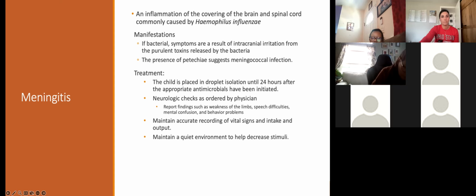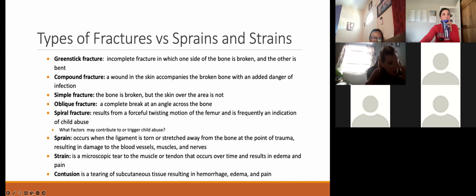You will need to be able to identify the different types of fractures and tell the difference between strains, sprains, and contusions. So green stick fractures are going to be an incomplete fracture. So only one side of the bone is going to be broken. The other side is just going to be bent. So I like to think of this as a really young tree limb where you can bend it and it kind of cracks on one side, but it doesn't crack all the way through, still really flexible. That's going to be your green stick fracture.